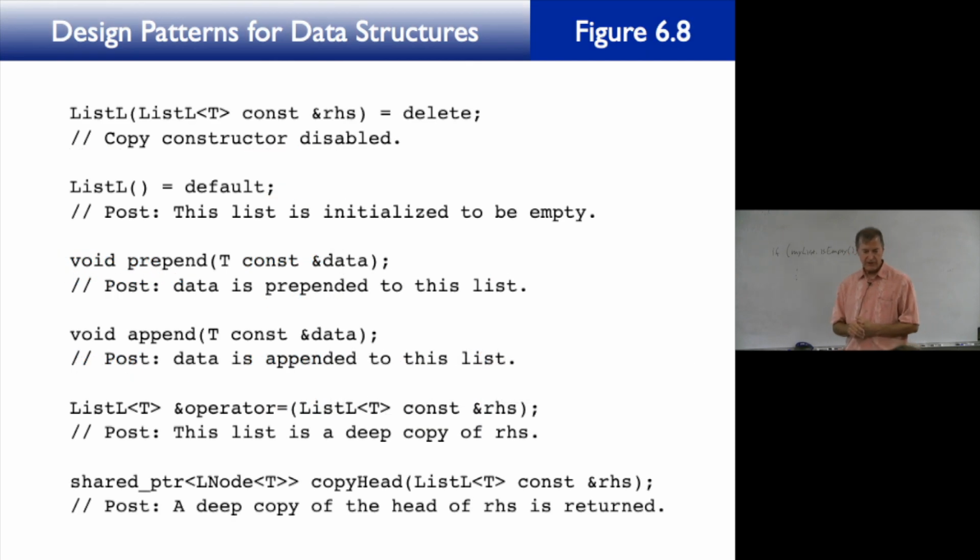Here in Figure 6.8 are some more specifications of these methods that construct lists. For prepend, the post condition is that you give it a value and the data is prepended to this list, and then append puts it at the end. Operator gets overloads the assignment operator. Notice what the post condition is for operator gets. This list is a what? Deep copy, see? So that's a deep copy.